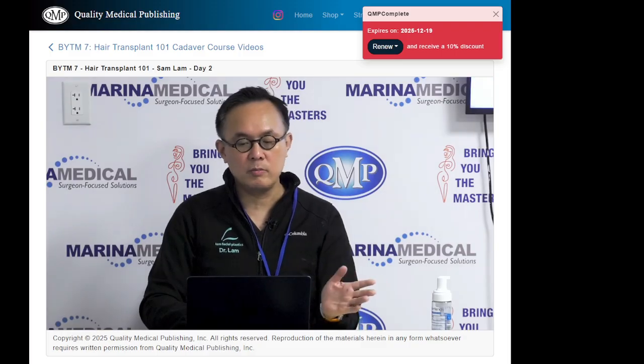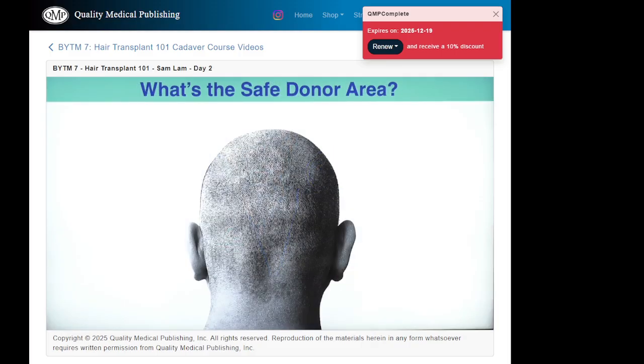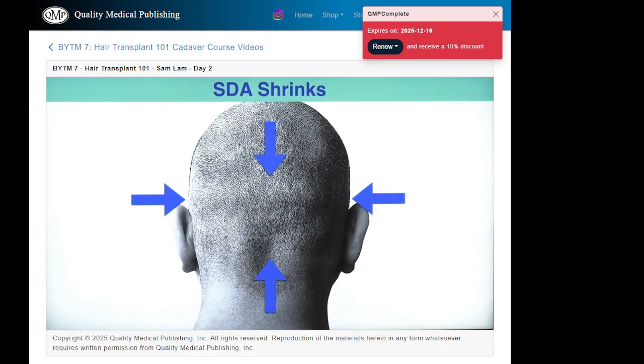So these are non-virgin scalps. I'm just going to go through some basic points again. Remember, the safe donor area is your guiding principle of where you can take, and you know that area shrinks over time. I hate to say it, but it does.